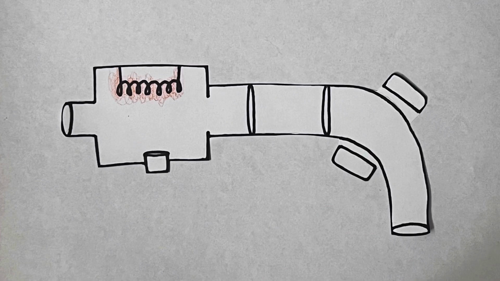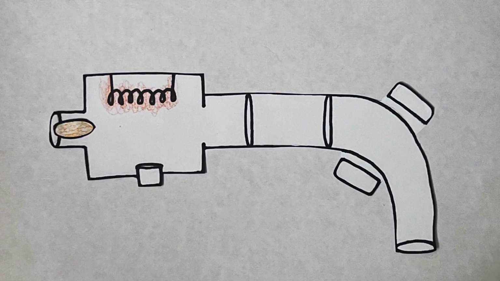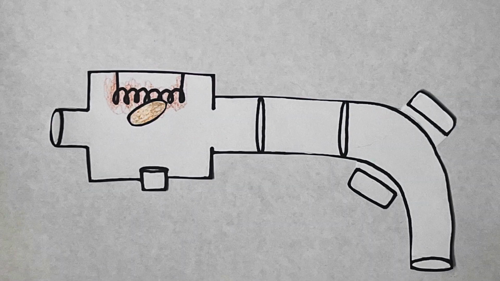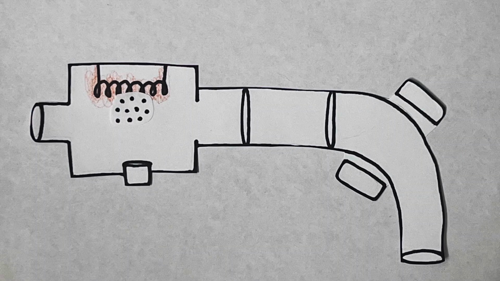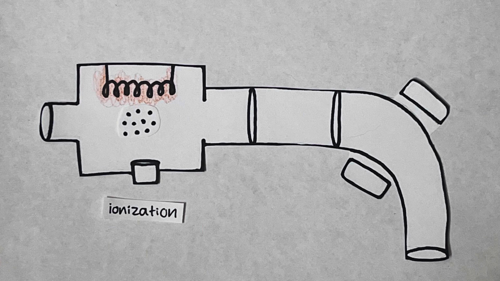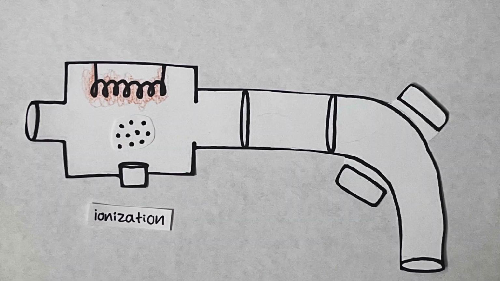How does it work? Here's a simplified example of a mass spectrometer. The sample is loaded in, where it is turned into vapor through heat. This process is then separated into four main parts, the first being ionization. The vaporized sample is then bombarded by a beam of electrons, which allow it to become an ion, hence the name ionization. Let's zoom in on this process.